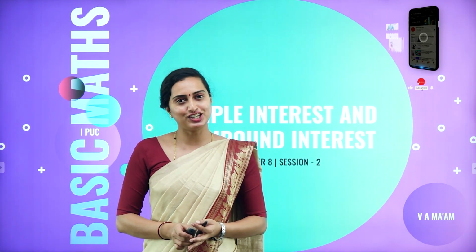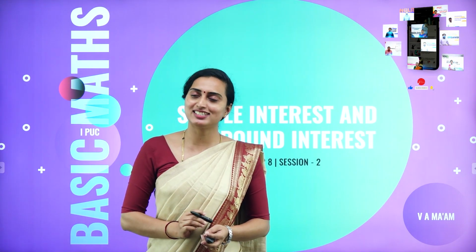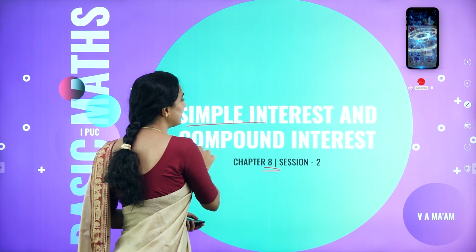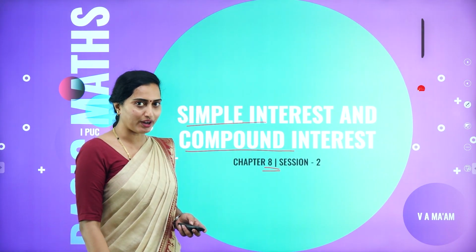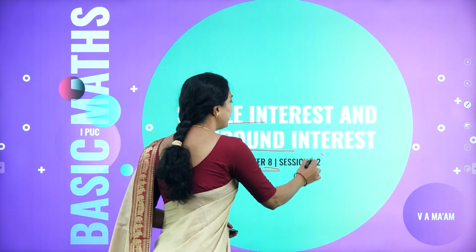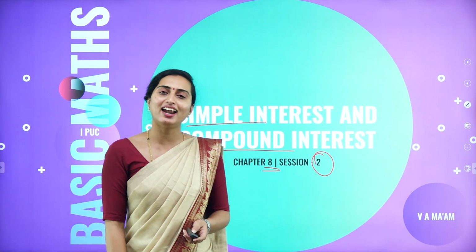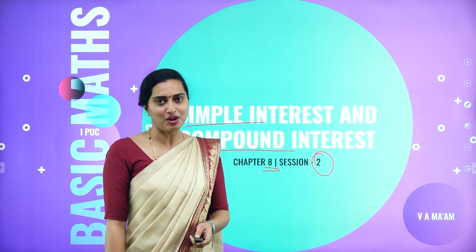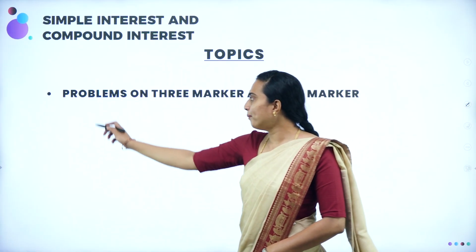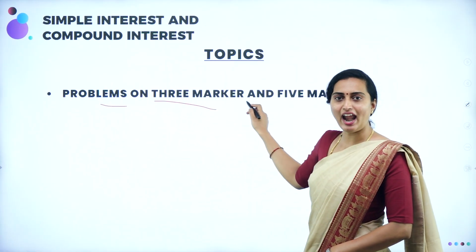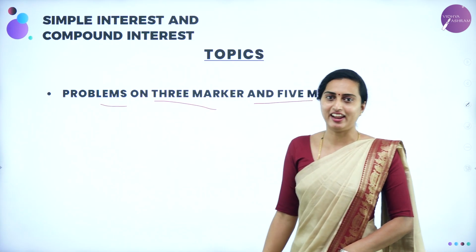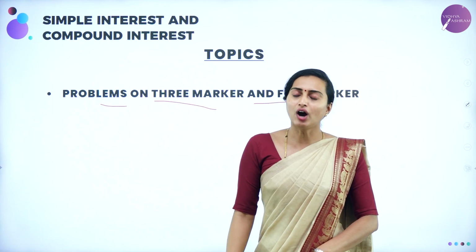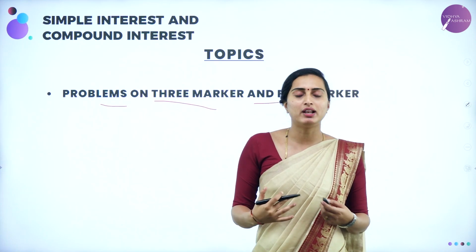So in this session, we are going to learn chapter number 8, which is nothing but simple interest and compound interest. And here, session number 2, you are going to have. And what are all the topics we are going to study under this session, dears? We are going to have problems on 3-markers and 5-markers. And then, which is a formula you have to remember, dear students?